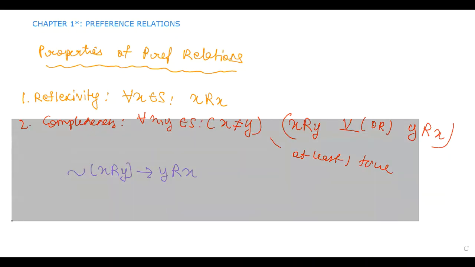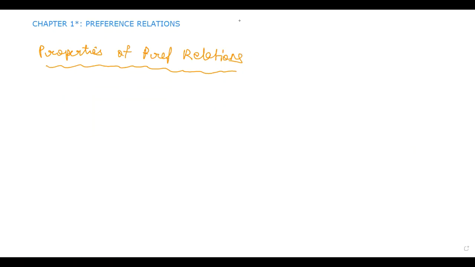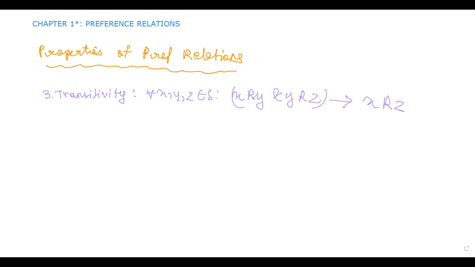So these are two properties. We'll look at a few more. Property number 3, transitivity. For all X, Y, and Z belonging to S, if X R Y and Y R Z, this implies X R Z. So if X is at least as good as Y and Y is at least as good as Z, then X is also at least as good as Z. This is another property that you may have, you may not have. But this does look like the sort of property you want your preference relation to have. Again, we will explore these themes of wanting these properties later on.